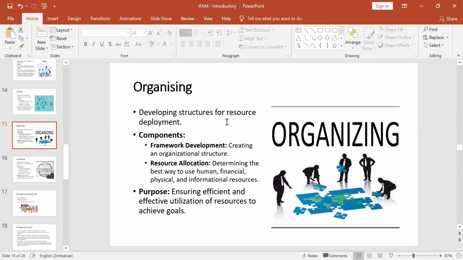So when you are organizing, you are bringing together the resources. We are developing structures for resources. When I say resource development, I'm saying the allocation of resources. How many people do you need in this department? How much money is needed in that department? How much machinery should we buy for this coming manufacturing year? What technologies do we need to improve on? That is what we mean when we talk of organizing. So the purpose of organizing is to ensure efficient and effective utilization of resources so that you achieve goals.